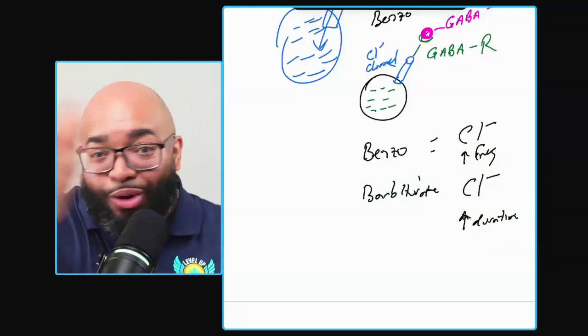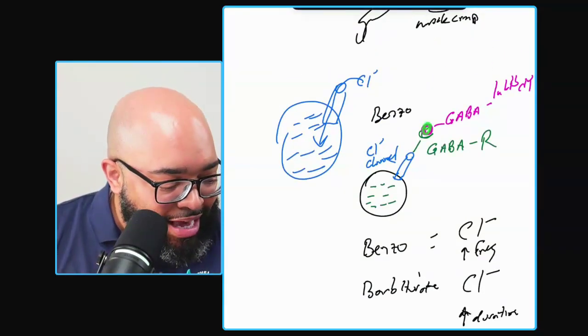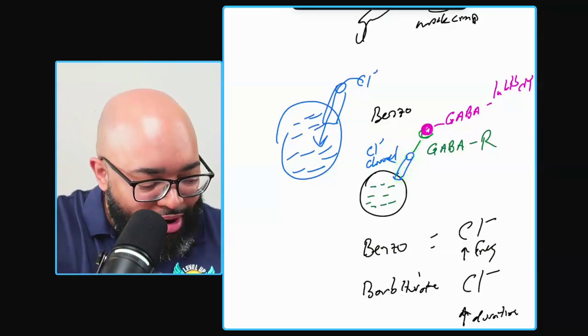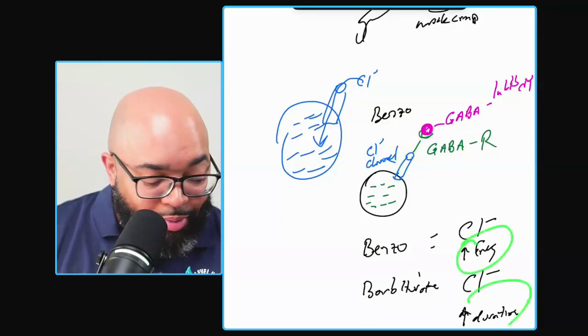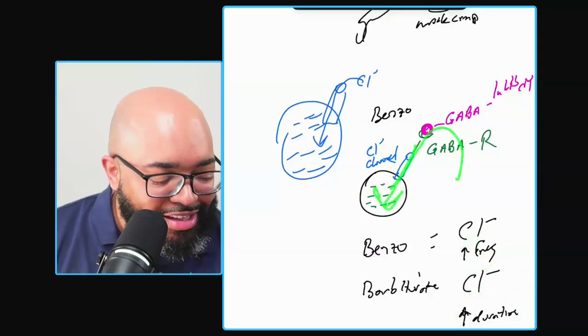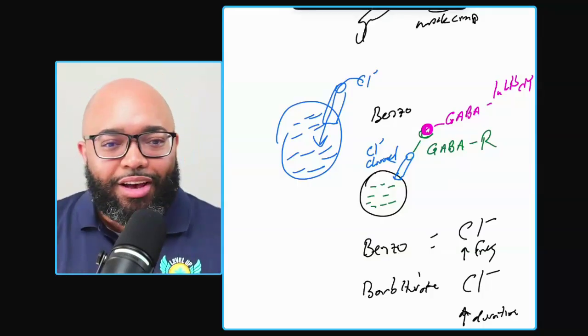Either way, once the chloride door opens, because GABA binds to the GABA receptor on the chloride channel, whether we open it fast or we keep it open longer, chloride rushes into the cell. The inside of the cell becomes negative. That's how a benzo works. Who wants to take it?